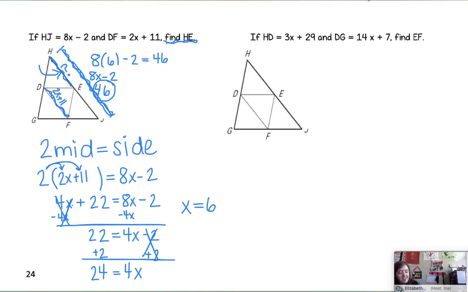Very good. So E is a midpoint. So that means it's going to cut that guy right in half. So half of 46 is 23. So HE equals 23. Cool. I'm going to give you a minute to draw out what you need to in the next one.